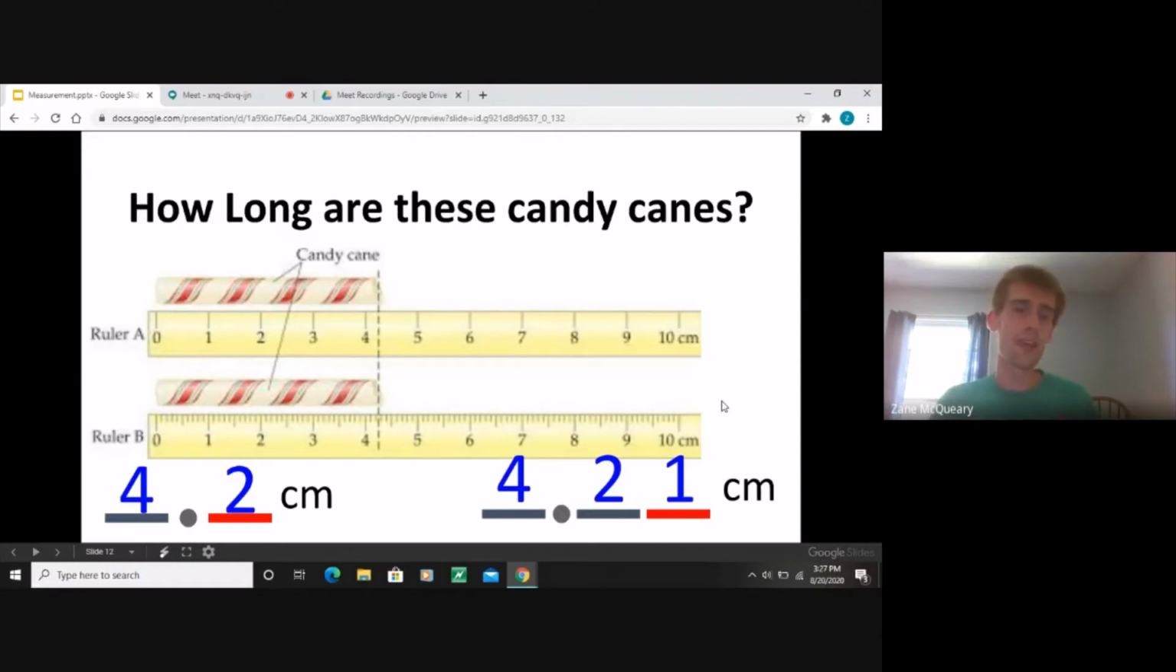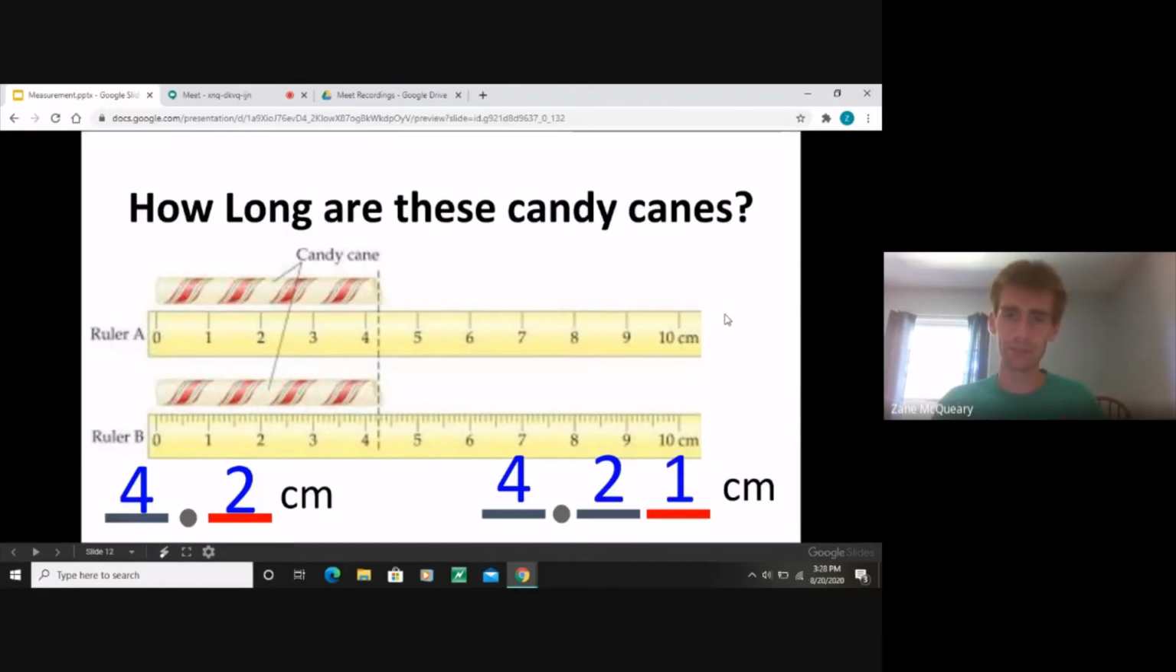Makes sense? So if you have a measurement that has like 10 digits, that means you're going to have a really, really precise instrument. If you have something that's maybe only a couple digits, like this one, then there's not a whole lot of precision.